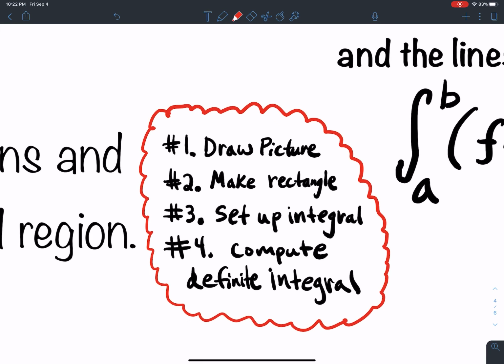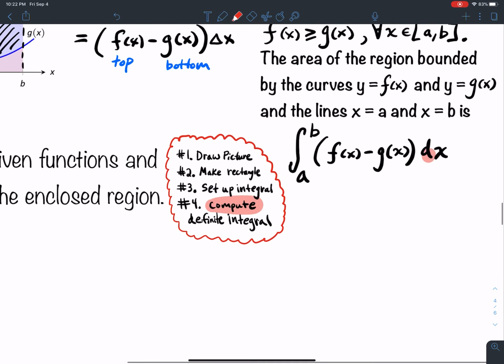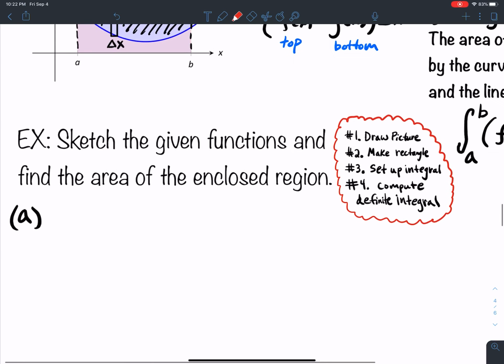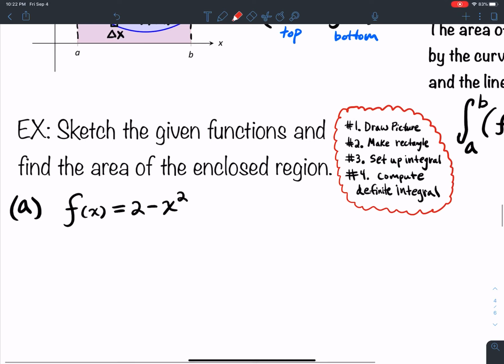Number four, and the last one: after you get the picture drawn and the arbitrary rectangle that helps you set up the integral, then you compute the integral. So I figure out the answer to that definite integral. And that's all there is to it. So let's do a problem where we illustrate those four key steps in finding the area of the enclosed region.